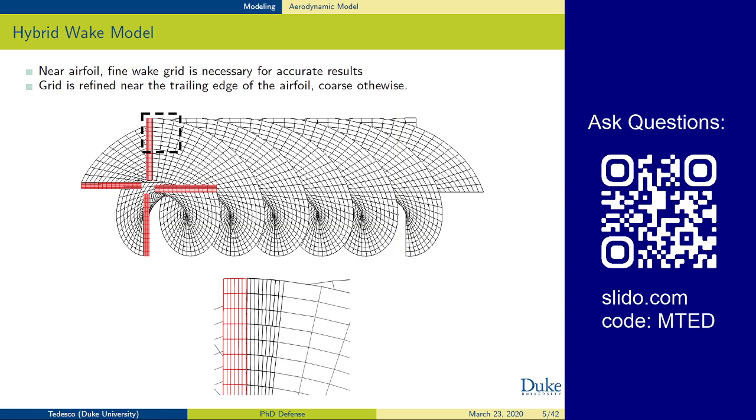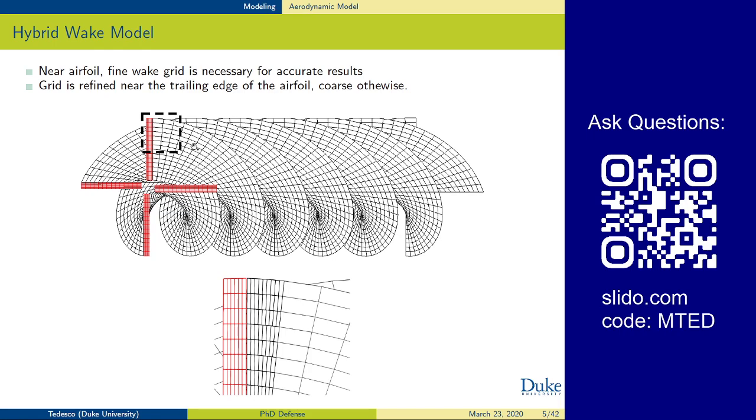Now, one thing that we've actually added since then is what we've called the hybrid wake model. We found in some previous studies that having equally spaced grids, especially near the airfoil, is super important if you want to get good unsteady lift calculations. However, you can tell these grids are definitely not equally spaced.